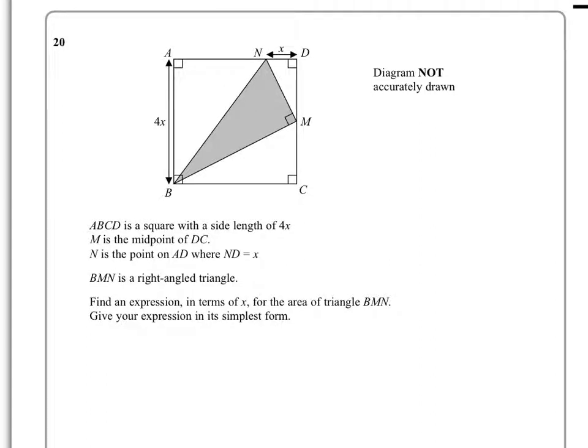In question 20, we're told that there's a square, A, B, C, D, and it's important to remember it's a square. That means if that's 4x, that is 4x, that's 4x, that's 4x. M is the midpoint of DC, so straight away that tells us that that bit there is 2x and this bit there is 2x. This bit, as we know, has to be 4x as well because it's a square.